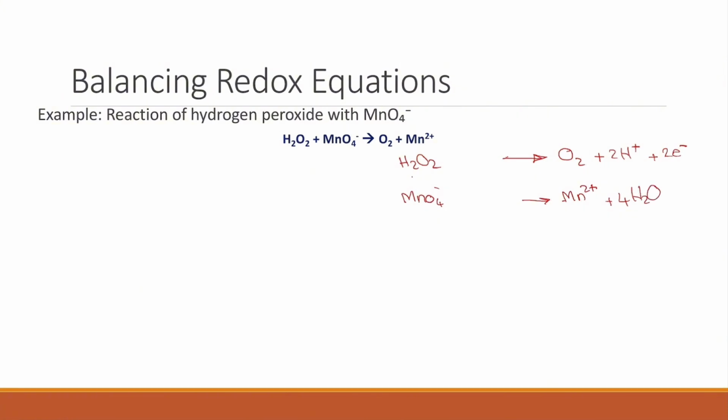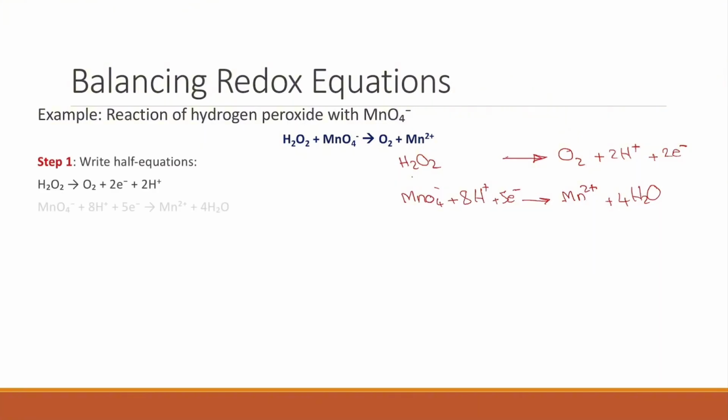And now we need to balance the hydrogen. So now we have 8 hydrogens from the 4 water molecules. So we need to add 8 hydrogen ions on the left-hand side. And finally, we need to balance the charge. On the right-hand side, it's plus 2. On the left-hand side, it's plus 7. So we need 5 electrons on the left-hand side to make it plus 2 like the right-hand side.